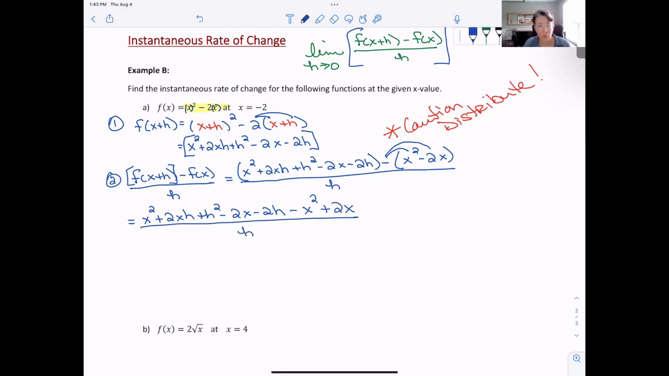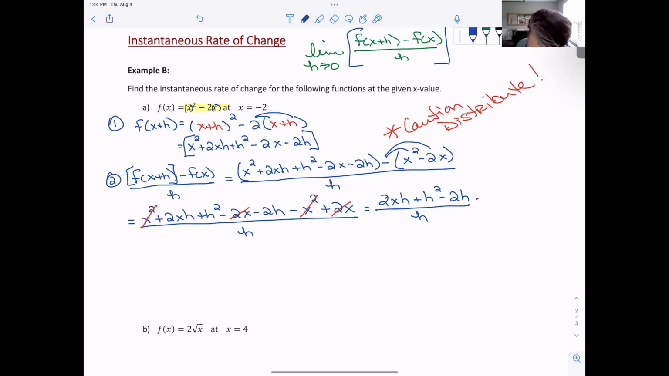Now, if we have done this correctly, every term in the top that does not contain an h should reduce. We have a positive x squared, we have a negative x squared, and then we have a negative 2x and a positive 2x. Every remaining term should have an h in it. That leaves us with a 2xh plus h squared minus a 2h all over h. And now that means that h can reduce with every h above.